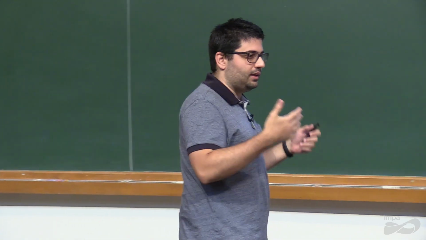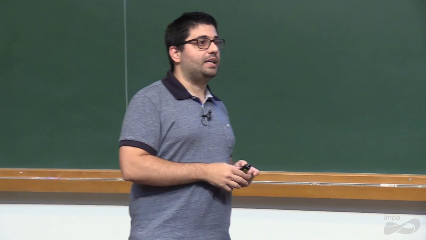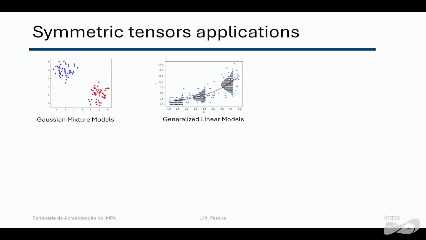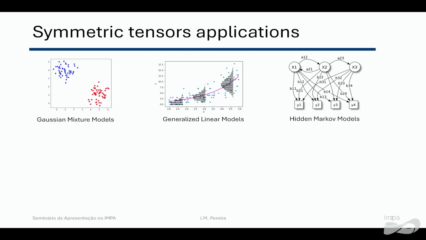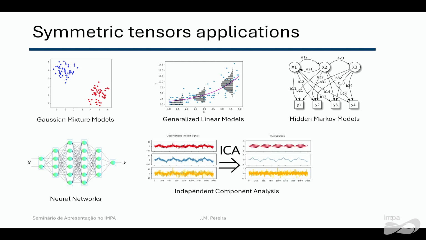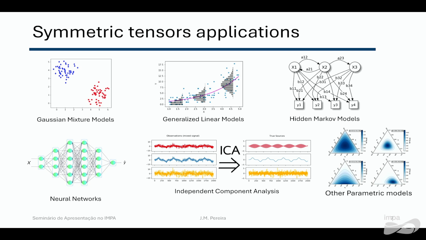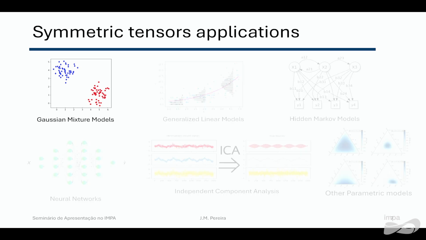Because of these applications and how these arise in these three manners, people have used symmetric tensors and theory and algorithms for symmetric tensors for a lot of purposes. One of them is Gaussian mixture models. They've also used it to generalize linear models, hidden Markov models, learning neural networks and learning the weights of neural networks, and independent component analysis. A fun fact is that a lot of work in tensors started as an application to independent component analysis and other parametric models. So developing theory and applications for symmetric tensors has really helped all these problems. In this talk, I'm going to talk about an application in Gaussian mixture models.